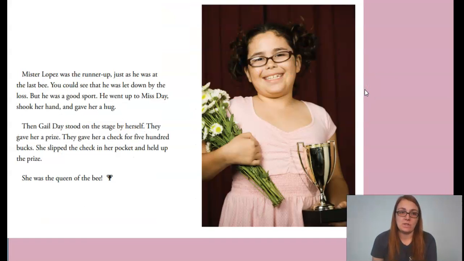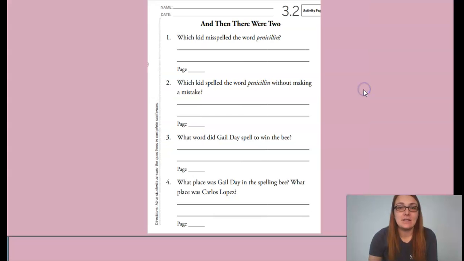Mr. Lopez was the runner-up, just as he was at the last bee. You could see that he was let down by the loss, but he was a good sport. He went up to Miss Day, shook her hand, and gave her a hug. Then Gail Day stood on the edge by herself. They gave her a prize. They gave her a check for $500. She slipped the check in her pocket and held up the prize. She was the queen of the bee. So there's Gail Day holding her flowers and her prize.